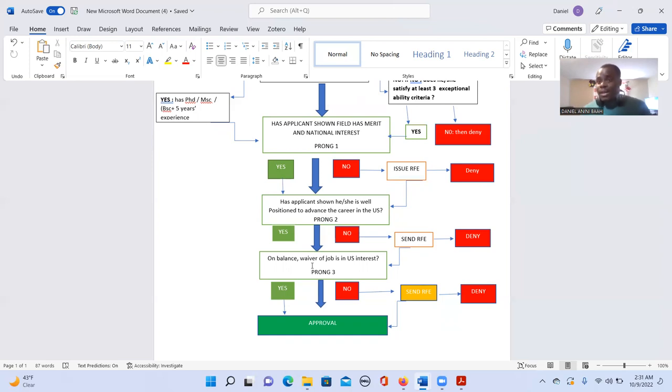People don't do this and they come back and get an RFE and they don't know how to handle it. So take note of that. And one thing you have to know is that when you don't satisfy this, it's not a straight denial. The officer gives you an opportunity to redeem yourself by issuing an RFE. So whenever you are not meeting any of these prong tests or any of these decision levels, the officer is going to issue a request for evidence.